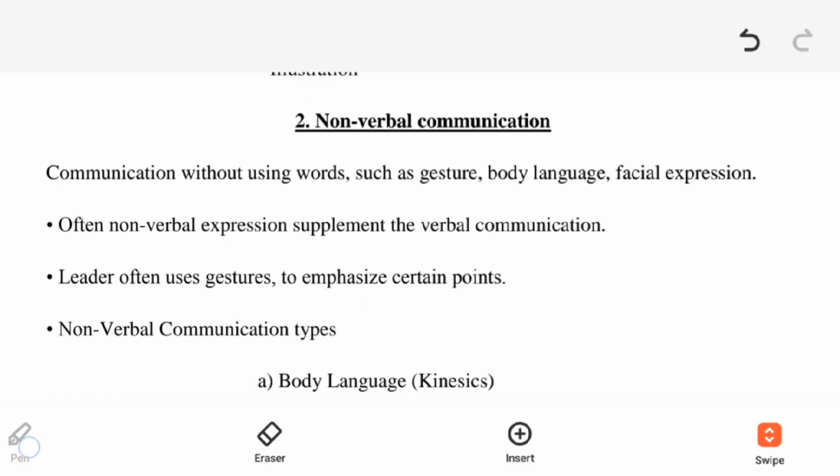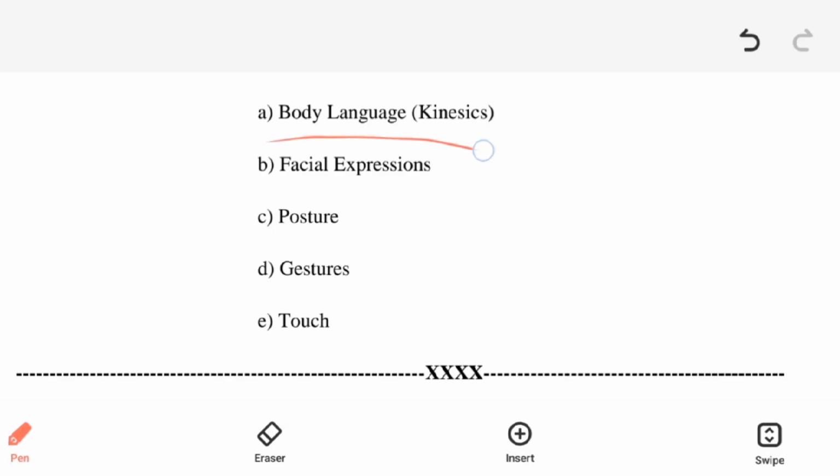In nonverbal communication, people use gestures, body language, and facial expression. Often, nonverbal expressions supplement verbal communication; especially in oral communication, nonverbal communication is also used. Leaders often use gestures to emphasize certain points. Nonverbal communication is an essential tool which makes communication more powerful. The nonverbal communication types are body language, facial expressions, postures, gestures, and touch.